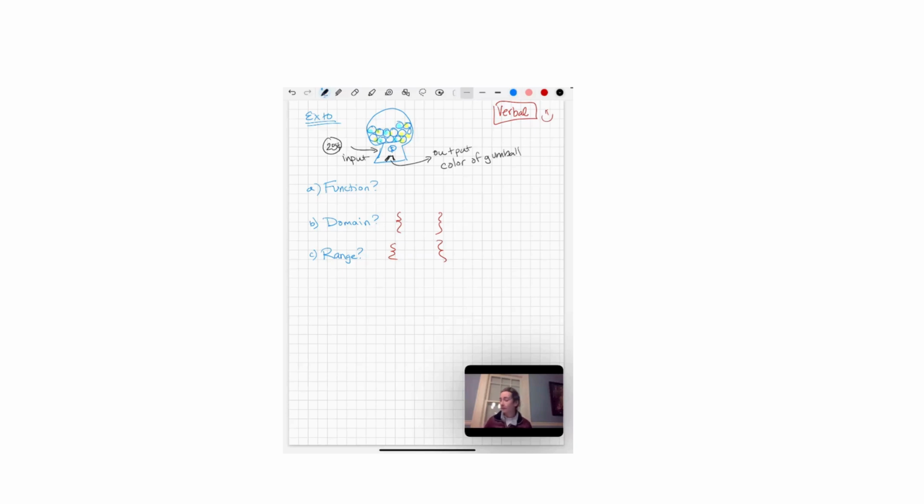Okay, let's take a gander. My input, my domain. I only have one input. It's the 25-cent piece. So my input is my quarter. My output is the color of the gumball. It could be blue, or it could be gold. I have two outputs. Okay, thumbs up, she's a function. Thumbs down, she's not a function. Verdict? Yep, totally not a function, because the input of a quarter could have either of the outputs, gold or blue.